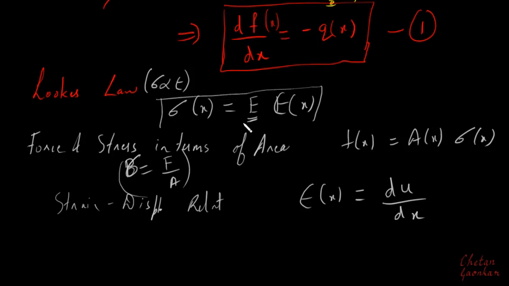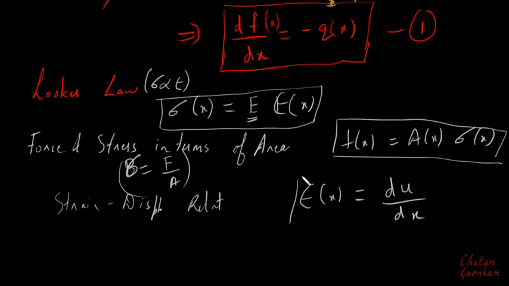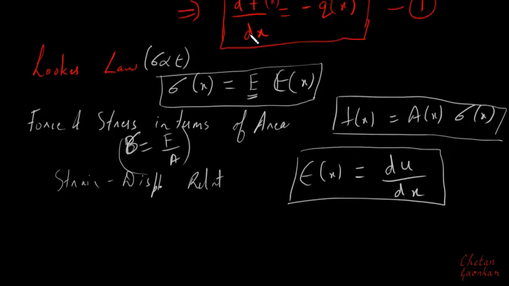So if you make use of these three equations in equation 1, we have here d by dx of f of x. So f of x, we have got it as A of x into sigma of x. In this equation I will substitute what is sigma of x. So this I will substitute it here. So f of x will be E epsilon of x times A of x.